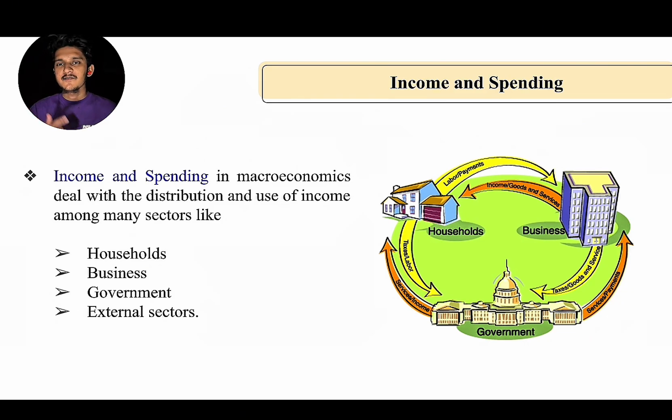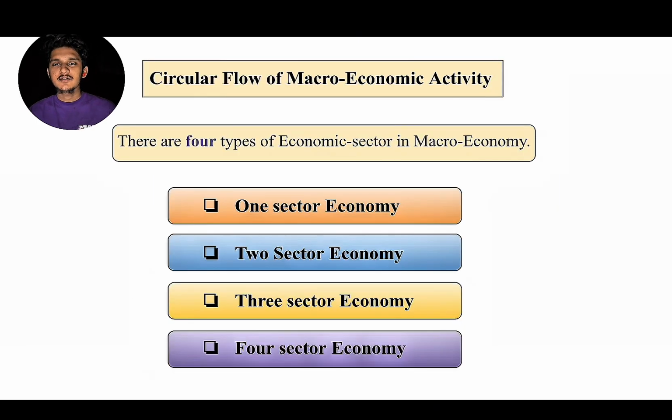Then the third one is government. Government regulates the economy, collects taxes and spends on public services. Then the last one is external sector or foreign trade. Foreign trade or external sector involves import and export. Depending on how many sectors are included, we classify economies into different models that are one sector economy, two sector economy, three sector economy and four sector economy.